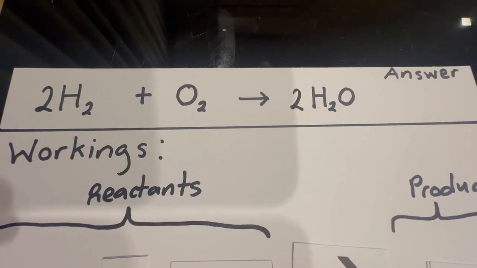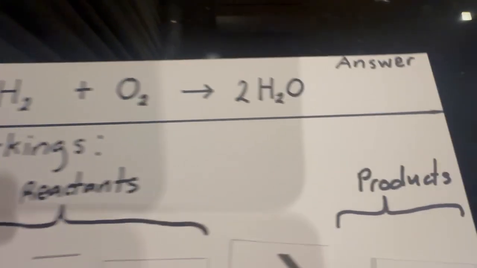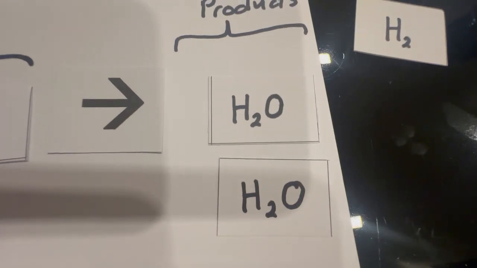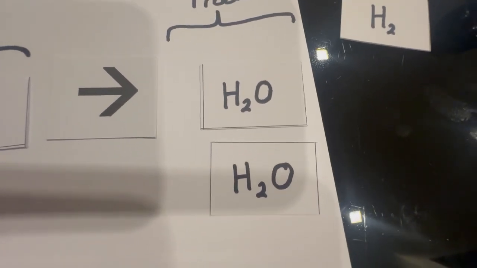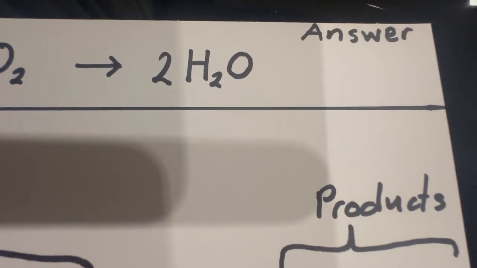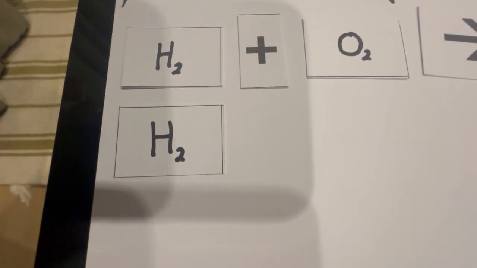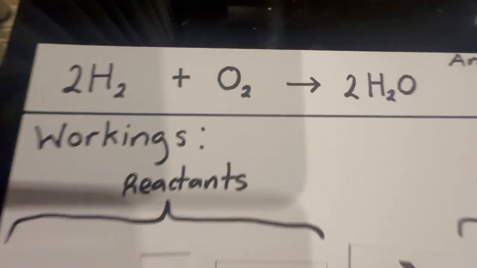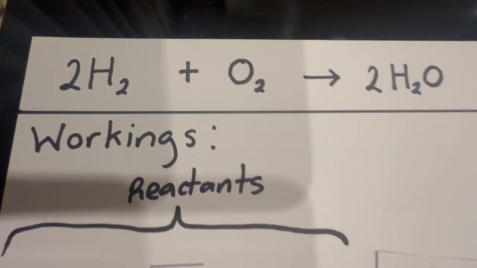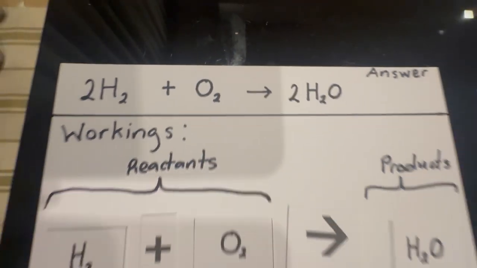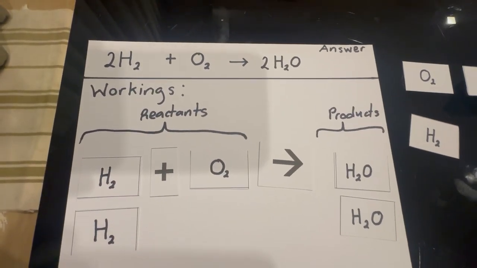There are 4 hydrogens on the left, 4 hydrogens on the right, because there's 2 H2. Kind of like this. I've just written it in a better way. Instead of writing H2O twice, I just put 2 H2O. And instead of writing H2 twice, I've just put 2 H2. And of course, we've got 1 O2, so I just don't need to add a number to it. That is how you balance equations.